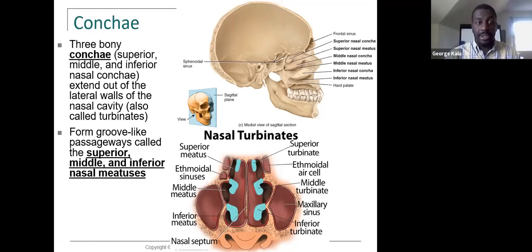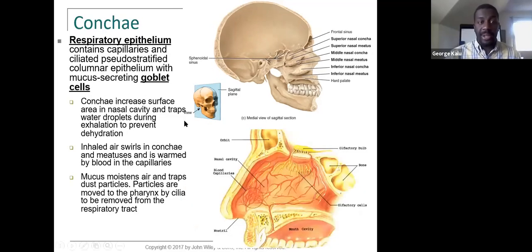So when we are inside the nasal cavity, we're going to have our nasal cavity be coated by a respiratory epithelium. This respiratory epithelium is going to have lots of capillaries available. These capillaries are going to be filled with blood, just like we would see any other place of the body. So we're going to find some capillaries, and then we're also going to find some ciliated, pseudostratified columnar epithelium. The ciliated part is going to be important, and then it's also going to contain some goblet cells.